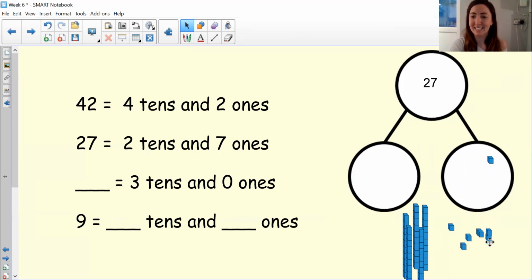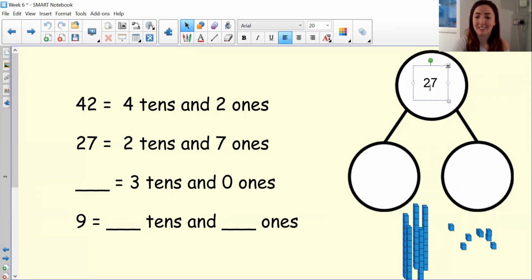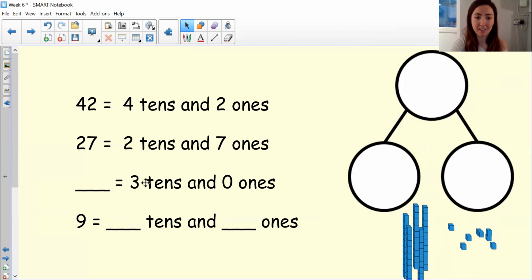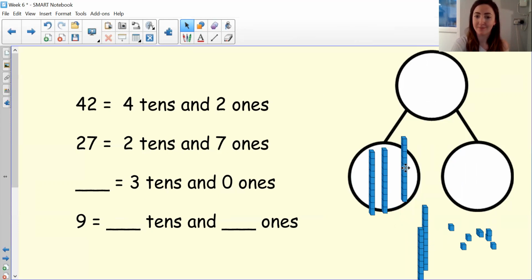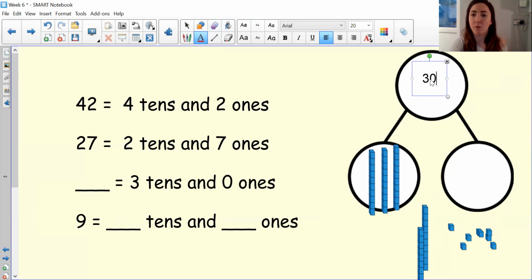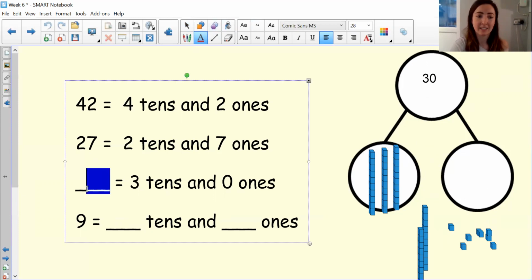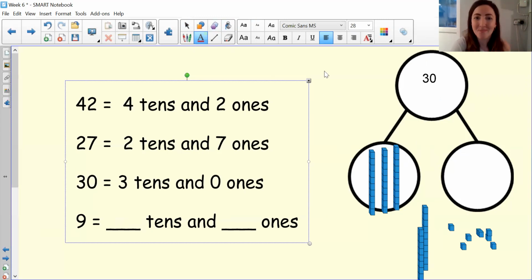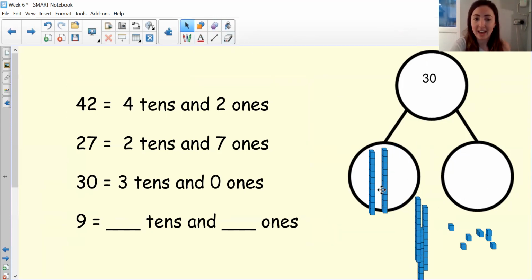Okay, so this time we know the 2 parts, 3 tens. And 3 tens is equal to what? 10, 20, 30. Okay, so 30, and then 0 ones. So we don't want anything in this part. So that must mean that it's 30. 3 tens is equal to 30, or 30 is equal to 3 tens and 0 ones. Did you get that one? Amazing if you did.